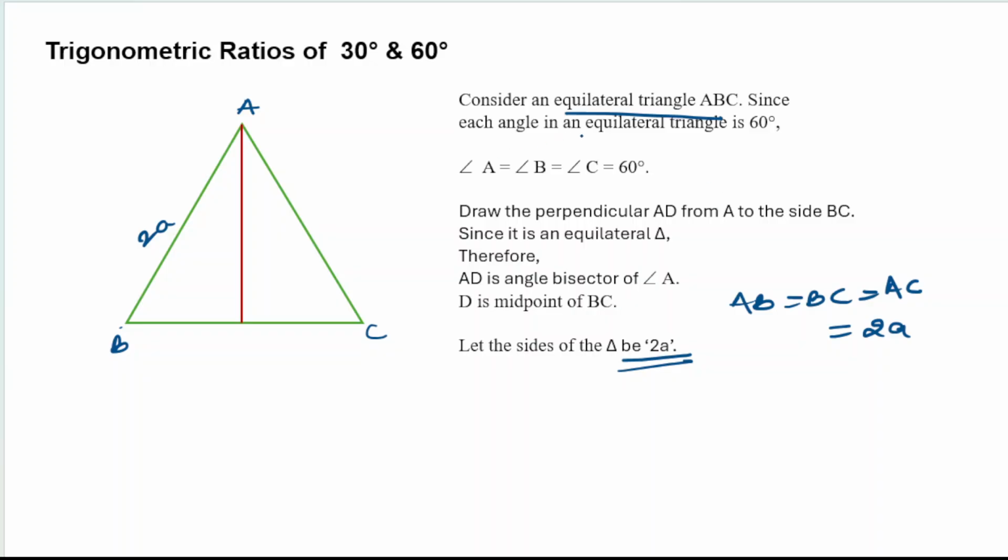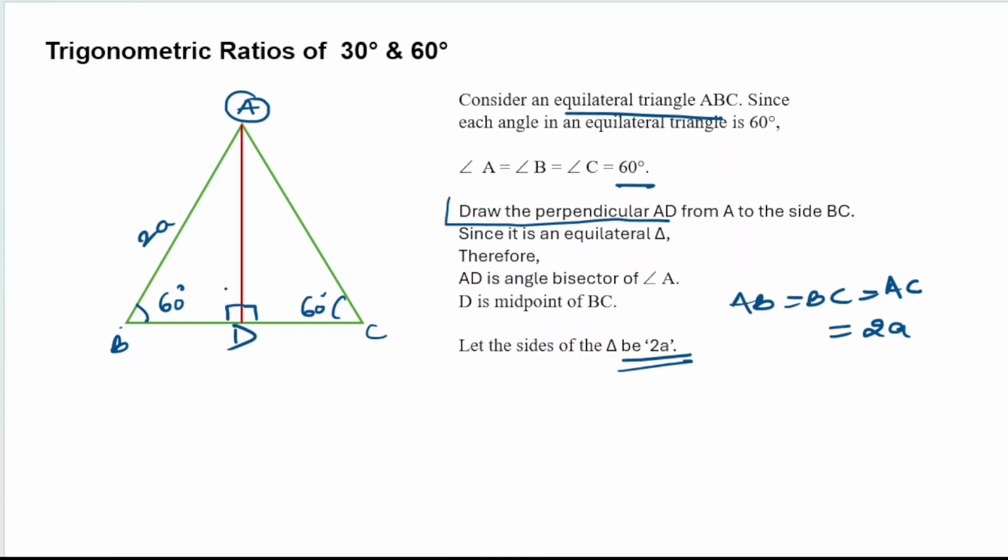Now, since it is an equilateral triangle, each angle of this triangle is 60 degree. So this angle is 60 degree. This is what we have considered in this video. Now we are going to do a construction in it. The construction part is that we are going to draw a perpendicular AD from A to the side BC. So from A, we are drawing a perpendicular on side BC. So D is the perpendicular.